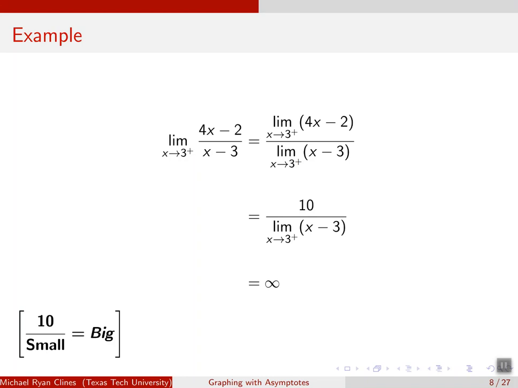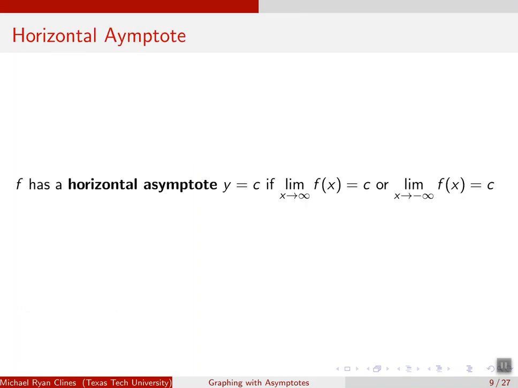Now, that's enough for vertical asymptotes. Let's look at horizontal asymptotes. We say f has a horizontal asymptote at y is equal to c if the limit as x approaches infinity of f of x is equal to c, or the limit as x approaches negative infinity of f of x is equal to c.